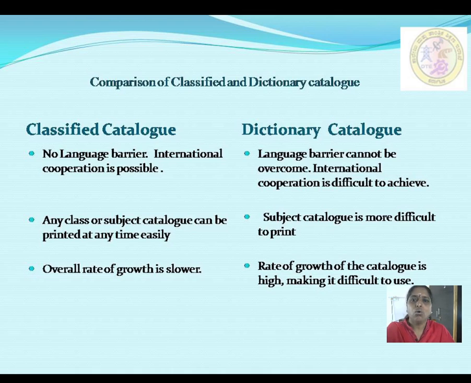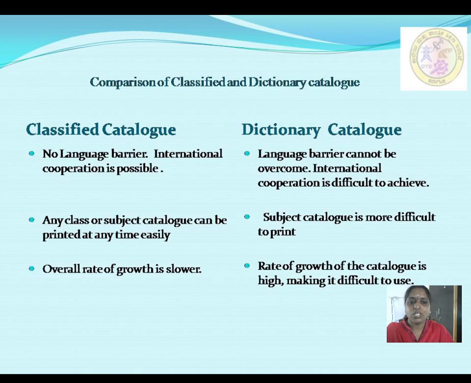Then next is overall rate of growth. Next point is overall rate of growth. So overall rate of growth is lower in the classified catalog. The number of entries you are making in the classified catalog is little. So the cards you are using in the classified catalog are also few. So here the overall rate of growth in the classified catalog is slower.